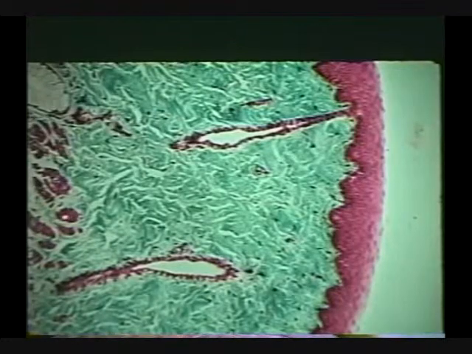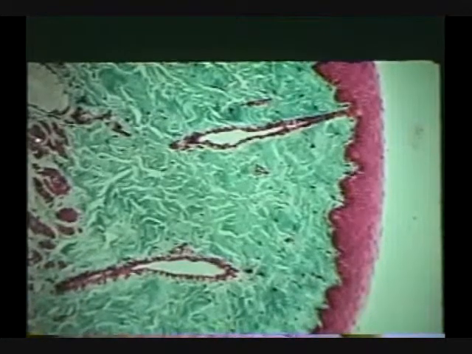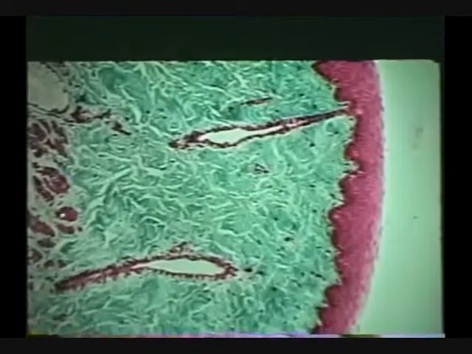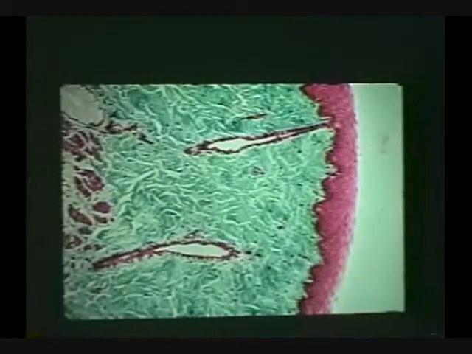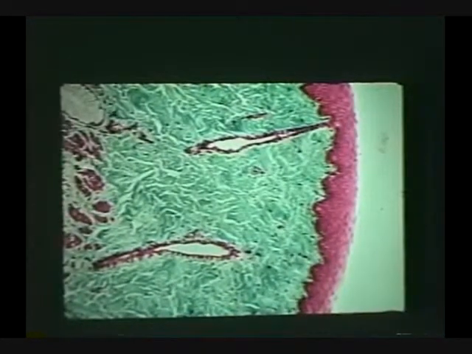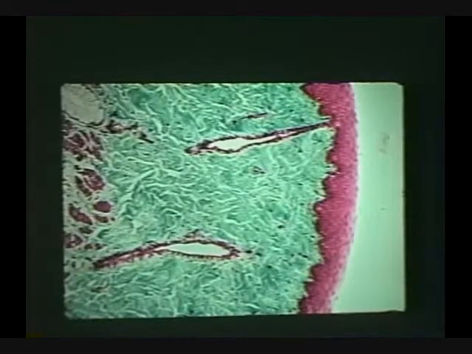What tissue is this? Smooth muscle, yes. What layer is this? Muscularis mucosa. Excellent answer. Good job. Well, where are we? Gastroesophageal junction. We are at the gastroesophageal junction.